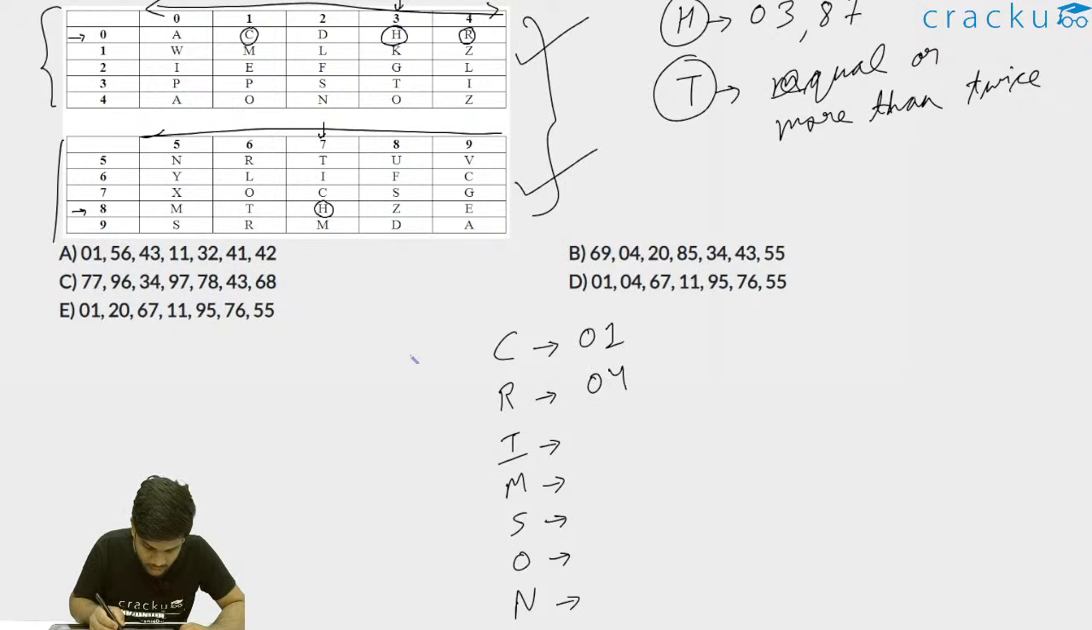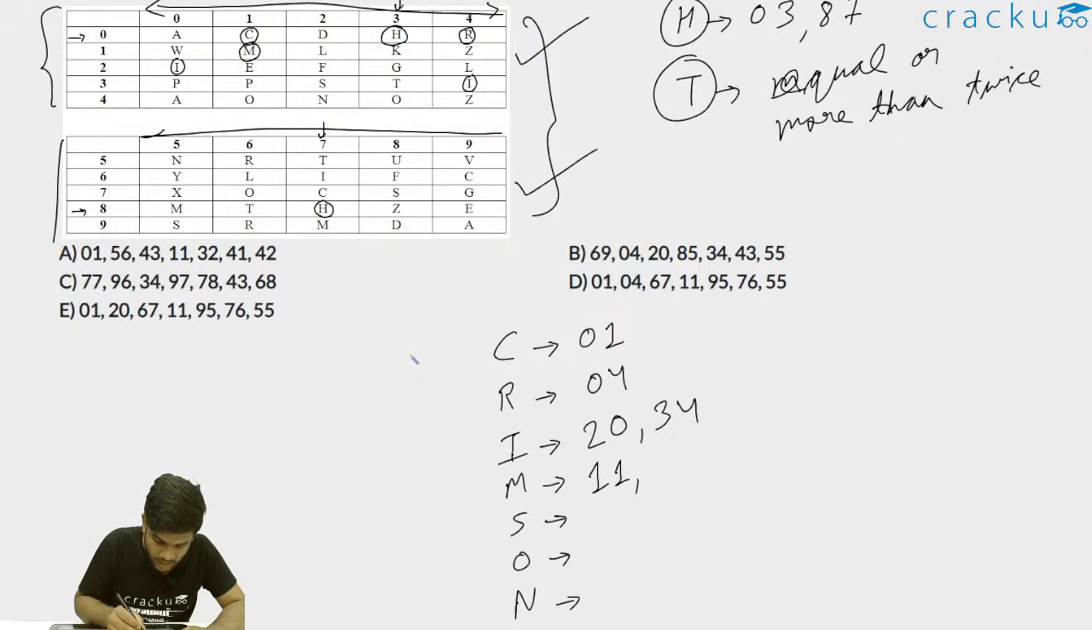I don't think there are any other R in the first matrix. Let's go to I. So I is here, which is 2, 0. Is there any other I? Yes, I is here, which is 3, 4. Similarly for M, we can find M here, which is 1, 1. In the first row, there are no other M's. Now for S, in the first matrix, S is here, 3, 2. Is there any other S in the first matrix? There is no other S.